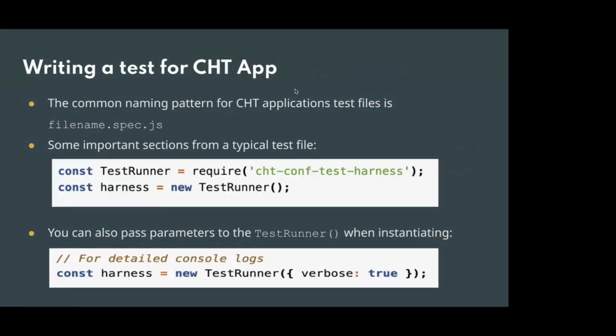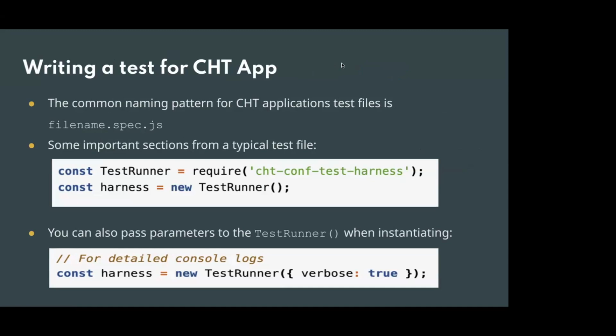Okay, so now we can begin to enter in the depth of the subject. In a harness test file, we have some imported sections. The first is we need to import the test runner class, the harness class, and then we need to instantiate the harness itself, an object of that class.